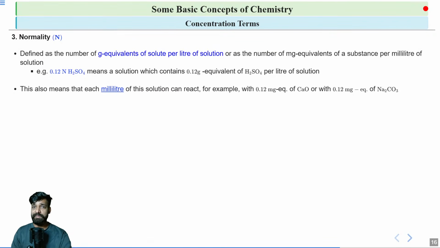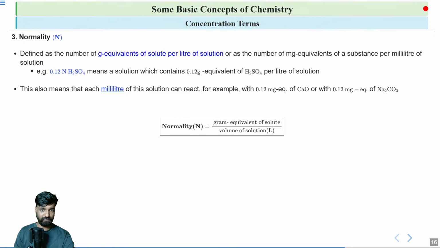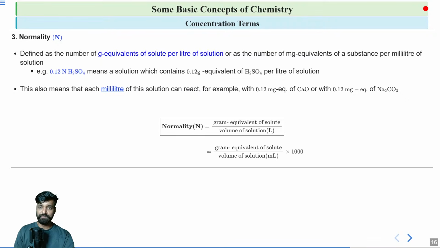Now, again, we can take an example. For example, if you are taking 0.1 gram equivalent of CaO, then it will react with 0.12 gram of Na2CO3. How do you calculate it? So it is gram equivalent of solute divided by the volume of solution. Or you can write it as gram equivalent of solute divided by volume of solution in milliliter multiplied by 1000.